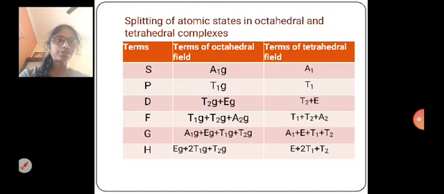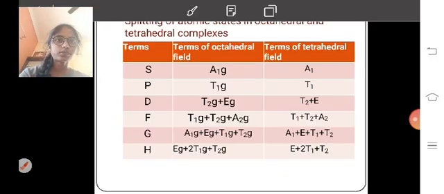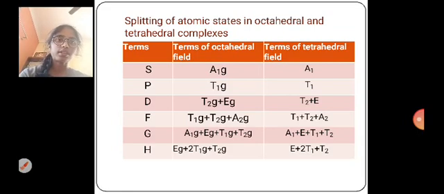F will split into T1g, T2g, A2g in octahedral, and T1, T2, A2 in tetrahedral. G will split into A1g, Eg, T1g, T2g in octahedral, and A1, E, T1, T2 in tetrahedral. H will split into four terms, that is Eg, T1g, another T1g and T2g in octahedral, and E, T1, T1 and T2 in tetrahedral field.